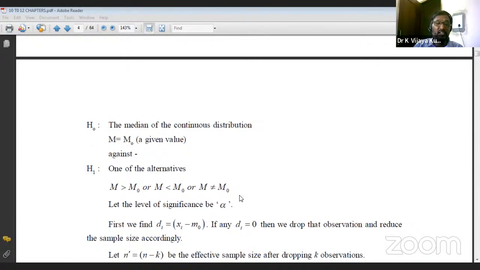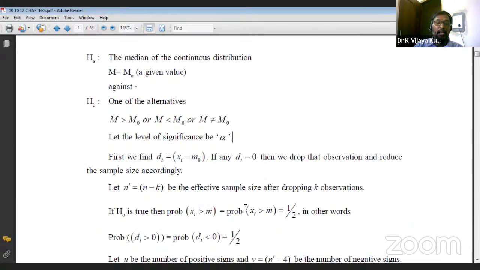Let the level of significance be alpha. First we find di equal to xi minus M naught. If any di is equal to 0, then we drop that observation and reduce the sample size accordingly.